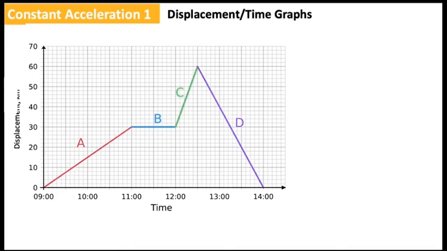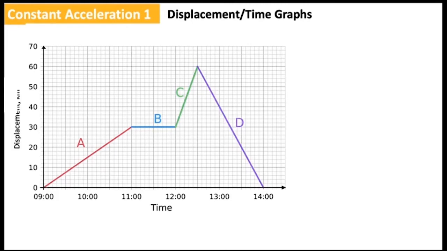Part B of the journey. Displacement has not changed. It was 30 at the beginning of part B, and it was 30 at the end of part B. There's been no movement. We can consider this object to have been stationary for this 1 hour interval. Part C. There is a positive change in the displacement. It's gone from being 30 kilometers away from the starting point to 60 kilometers away from the starting point.